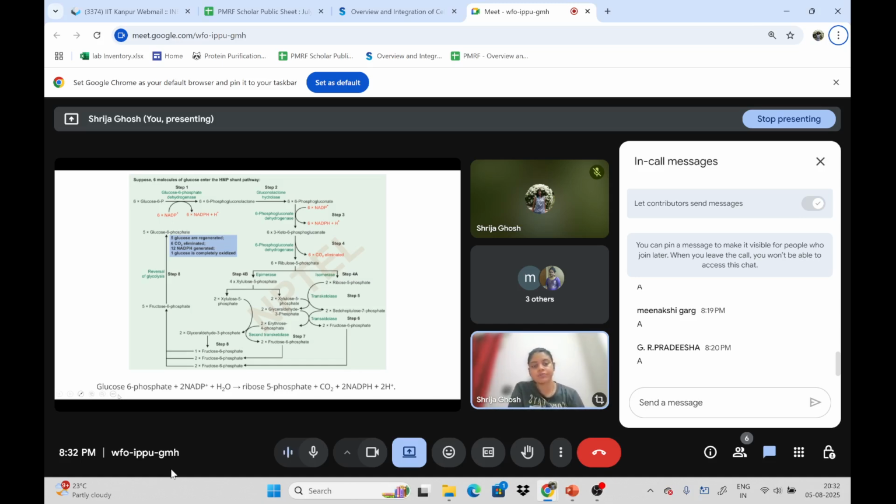Is this clear to everyone? So this is the last question of the session. So let me know if you have any doubt in any of the pathways. So we have discussed glycolysis, we have discussed TCA, we have discussed the regulation of TCA, we have discussed glycolysis and gluconeogenesis, how they are related, what are the differences, which particular steps are different in glycolysis and gluconeogenesis.